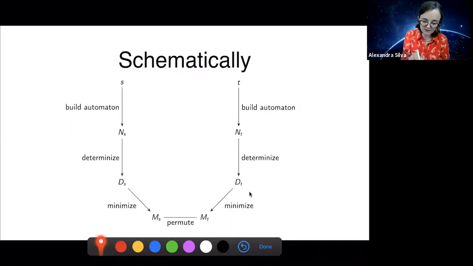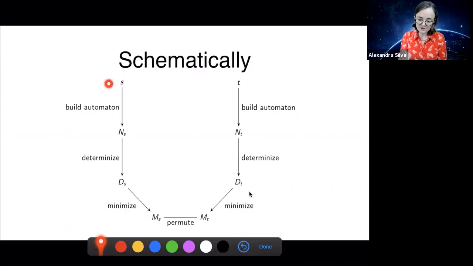So we want to start with two expressions. And what do we know about these expressions? We know that they denote the same regular language. And what does it mean to denote the same regular language? Remember, by Kleene's theorem, it means that there exists an automaton that accepts that language. And so the way the proof goes actually makes use of that fact.